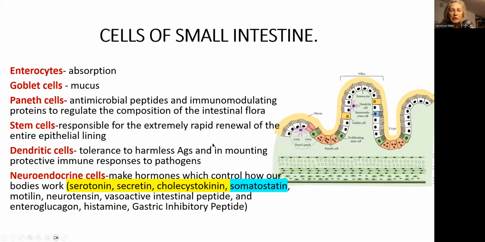In the previous videos, I talked about how villi look. And on the surface of the villi, there are different cells, enterocytes, and one type of cell called neuroendocrine cells. Those neuroendocrine cells produce different types of hormones: serotonin, secretin, cholecystokinin, and today I'm going to talk about somatostatin.